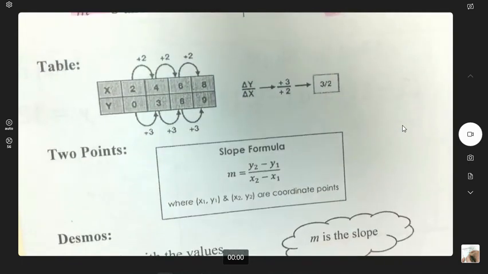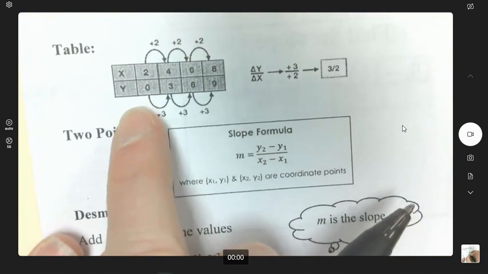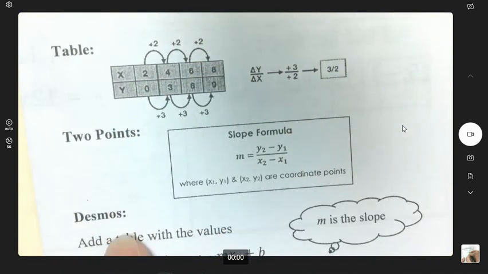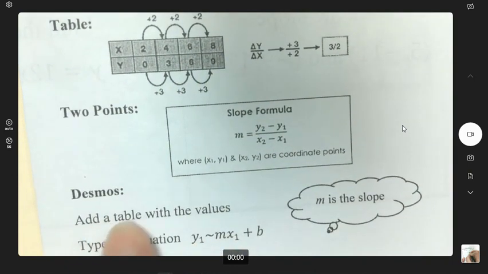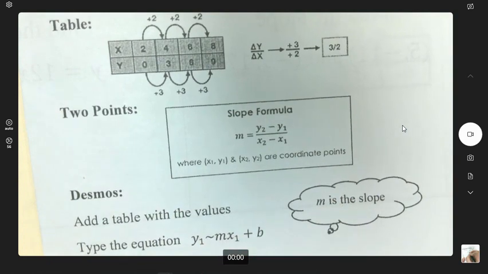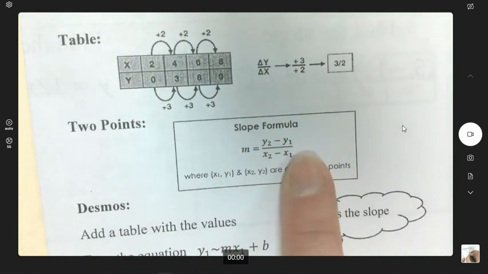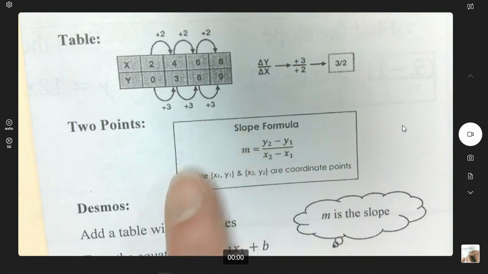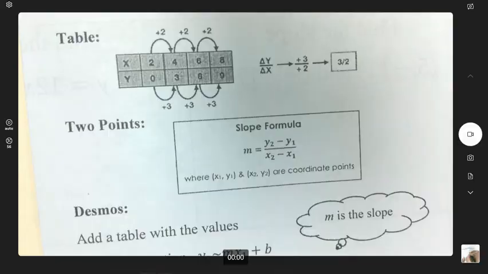All right, let's look at the table. So we have a table here. You can either do change of y over change of x, or you can use Desmos. It tells you how to do Desmos in here: add a table with values, type in the equation, m is your slope. And then from 2 points, you find the slope by labeling x1, y1, and then simplifying. So I'm going to do Desmos right now.